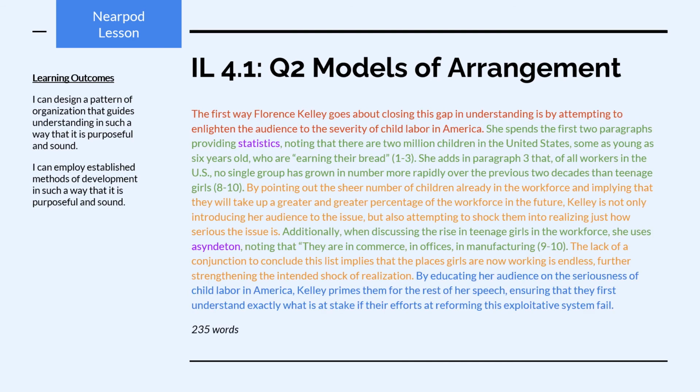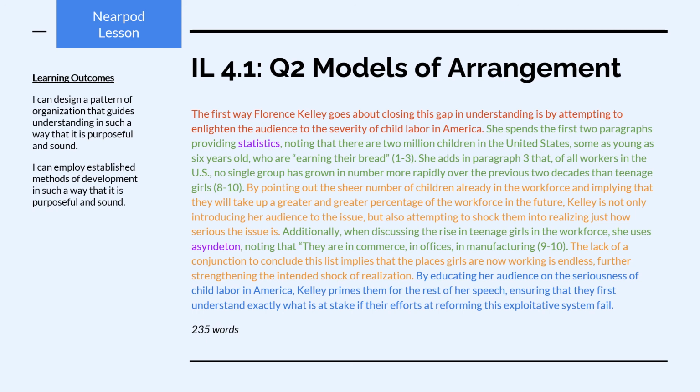My third paragraph, notice the word count there, gone down dramatically from upwards of 300 words down to 235, and this is the longest paragraph in the whole essay. It starts off with a topic sentence that, again, doesn't identify any specific rhetorical techniques or any specific devices. Instead, it identifies a general goal that the writer is trying to achieve to overcome that obstacle. The first way she goes about closing that socioeconomic gap in understanding is by attempting to enlighten the audience.